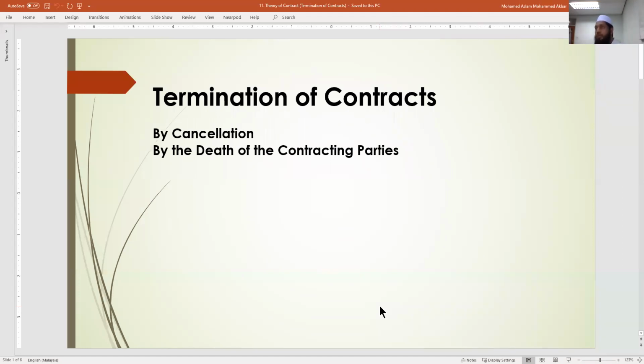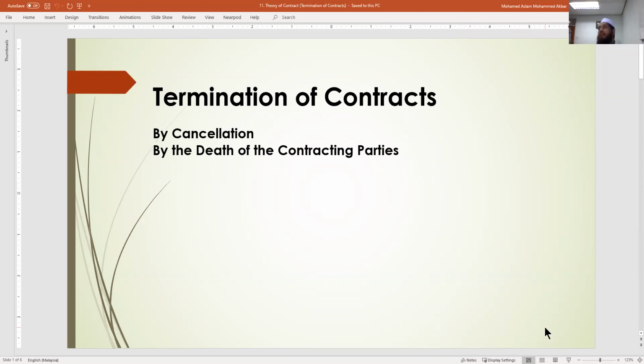Today we are going to talk about the last section of the theory of contract. We've been through many sections of contract. We talked about the three pillars of the contract. We talked about the effect, the purposes and effect of the contract. Then we talked about the conditions of the contract and the classification of the contract. And earlier we discussed the options of the contract.